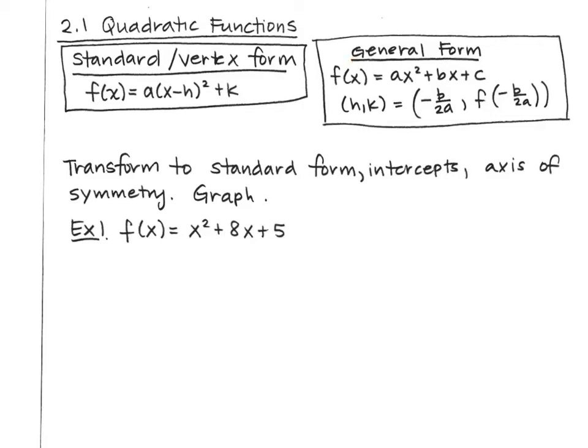General form according to your book is f of x equals ax squared plus bx plus c. And if you wanted, you could find the vertex (h, k) by using h equals negative b over 2a and then plugging that value back in to evaluate for k.